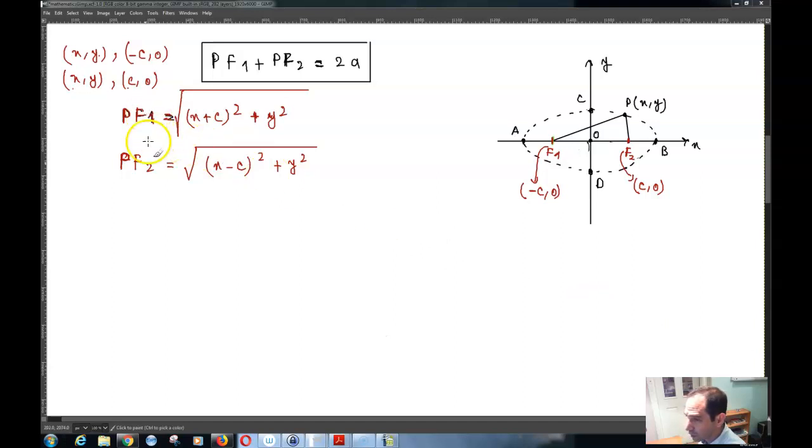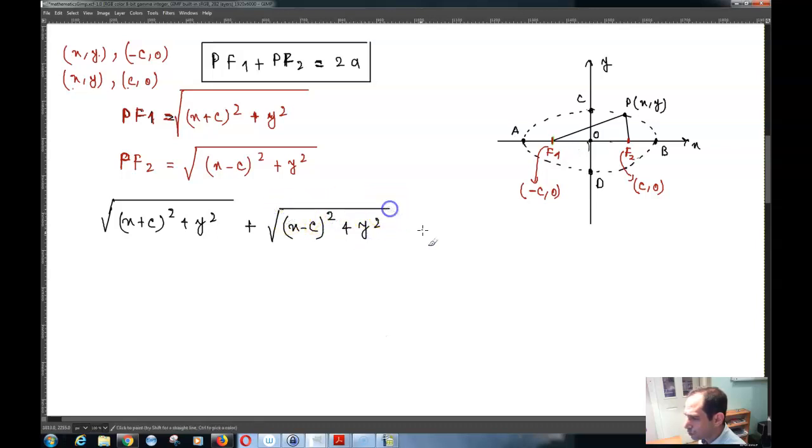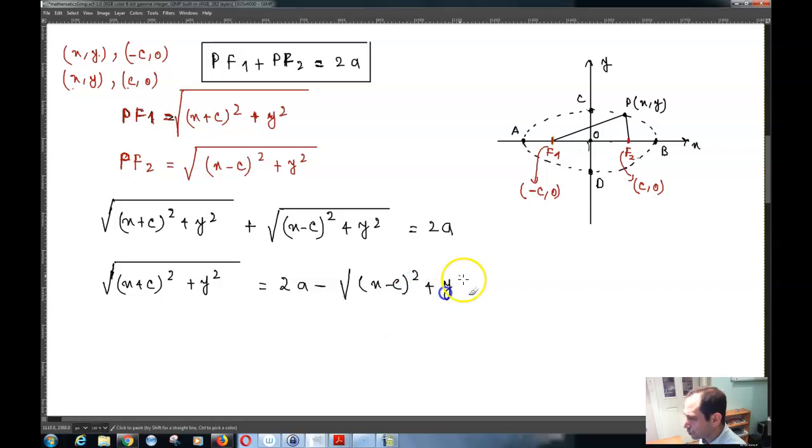So over here we said that PF1 plus PF2 is equal to 2a. That means you can write the square root of x plus c whole squared plus y squared, plus the square root of x minus c whole squared plus y squared, is equal to 2a. Or you can write the square root of x plus c whole squared plus y squared is equal to 2a minus, taking this to the other side of the equation, the square root of x minus c whole squared plus y squared.